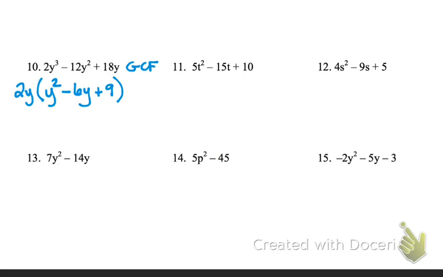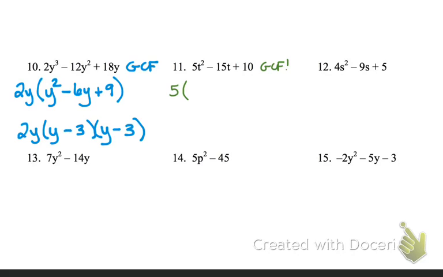Now, just like number 9 in the previous video, just because we factored out the GCF doesn't mean we're done. The y squared minus 6y plus 9 can be factored further. Y squared is by itself, so we don't need to use the box method. We can do double bubble. What multiplies to positive 9 but adds to negative 6? It's going to be negative 3 and negative 3. Now we're done.